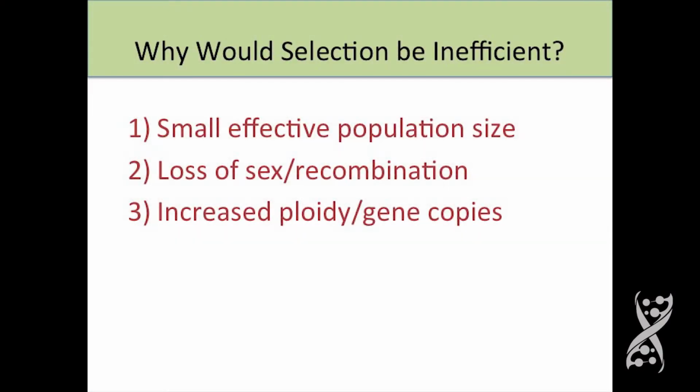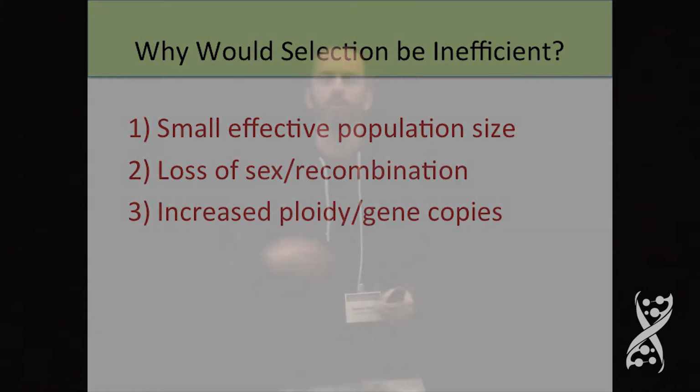Right, so why would selection be inefficient? Well, there are a number of population genetic models that would predict why selection might, in some cases, be less efficient. So small effective population sizes, if you have a small number of copies, can lead to the dominance of drift over selection. If you lose sexual reproduction or recombination, that can lead to inefficient selection. And higher ploidy levels or gene copies. And I'm going to focus in particular on these two in the context of what I want to tell you about.